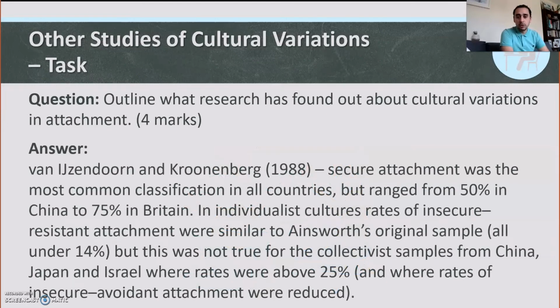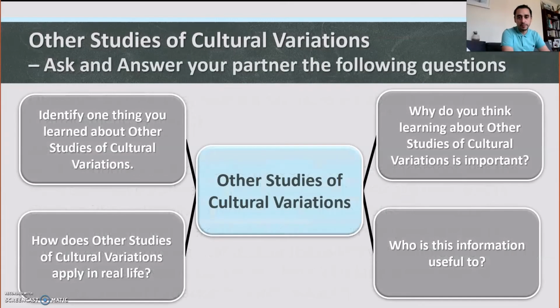Van Ijzendoorn and Kroonenberg found that secure attachment was the most common classification in all countries, but ranged from 50% in China to 75% in Britain. In individualist cultures, rates of insecure resistant attachments were similar to Ainsworth's original sample, all under 14%, but this was not true for the collectivist samples from China, Japan and Israel, where rates were above 25% and where rates of insecure avoidant attachments were reduced.